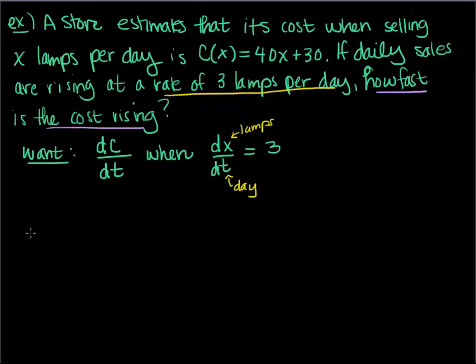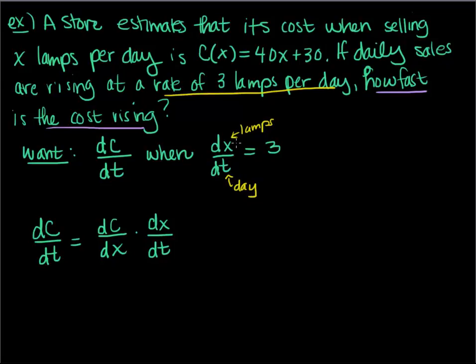So notice, what do I know? I know from the chain rule, dC/dt, the rate of change of my cost with respect to time. Look at my cost. My cost is a function of x. So I want dC/dx, the rate of change of my cost with respect to the lamps, times the rate at which my lamps are changing with respect to time. My outside function is the cost in terms of x. My inside function is x with respect to t.